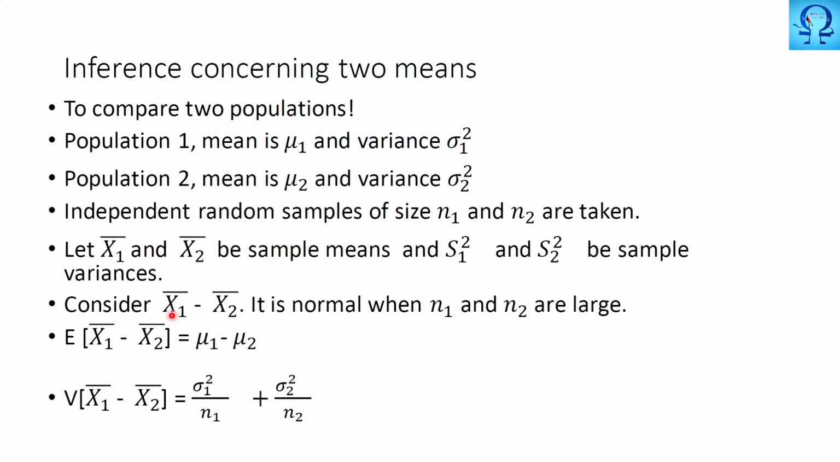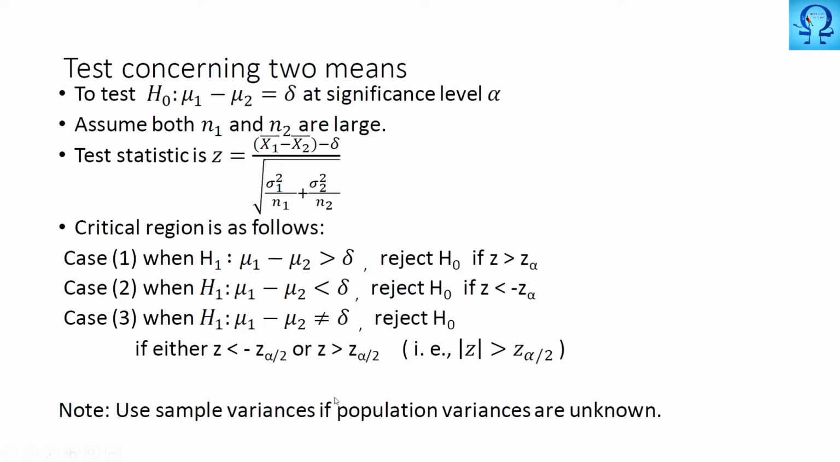Now we are going to consider x1 bar minus x2 bar. Again, this can be treated as a sum of normal variates when these quantities are large enough. A sum of normal variates is again a normal variate, so we can very well find the expectation and variance using the usual properties of expectation and variance. They happen to be these values. Now we proceed further.